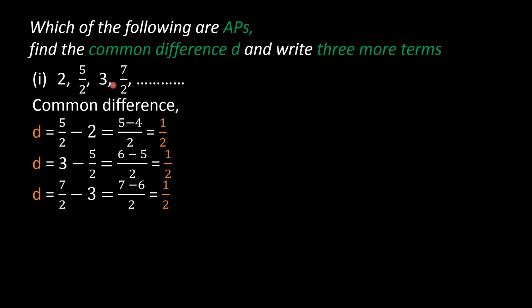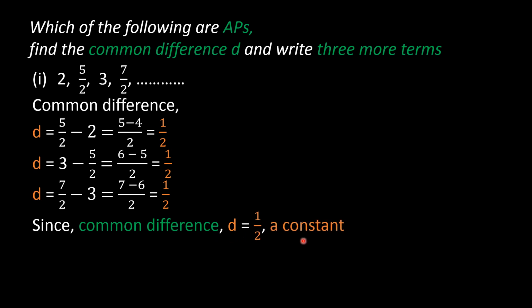Again, D will be the fourth term minus its previous term, that is 3. So 7 divided by 2 minus 3. This will give us 7 minus 3 2s are 6. So it will be 7 minus 6, that is 1 divided by 2. We observe that in each of these cases, the common difference D works out to be a constant number. Therefore, we conclude that the given list of numbers is an AP.